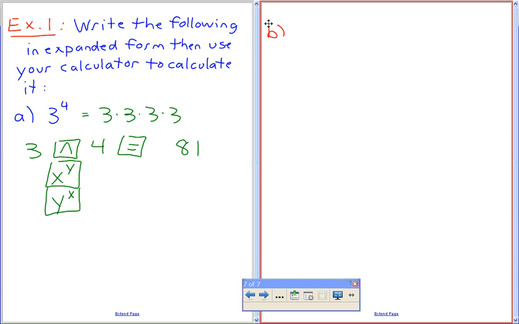First of all, I want you to write out an expanded form first, and then I'll show you the value of exponents. 1.05 to the 10. First, write it out in expanded form, and yes, I'm making you actually write it out in expanded form.